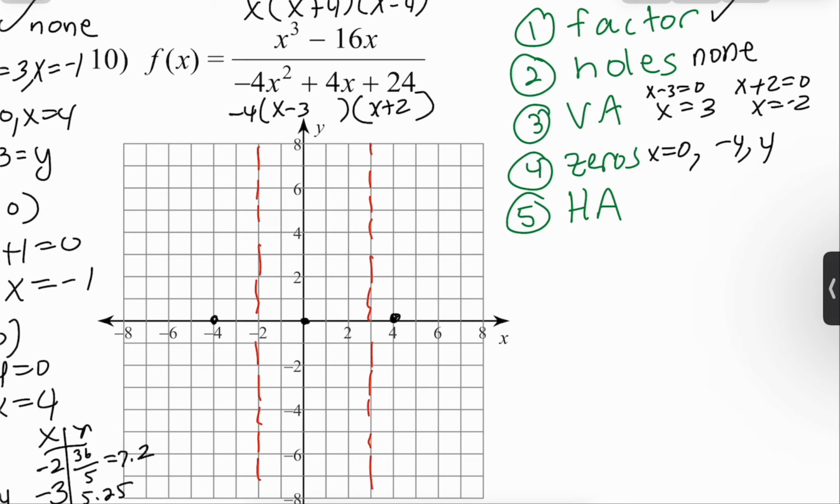Because the top has a power that is exactly one more than the bottom, we have no horizontal asymptotes. What we will have is a slant. So how do we do that? Well, we're going to divide this into this.